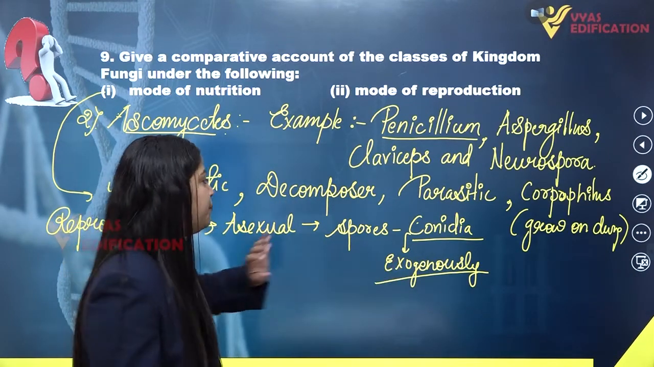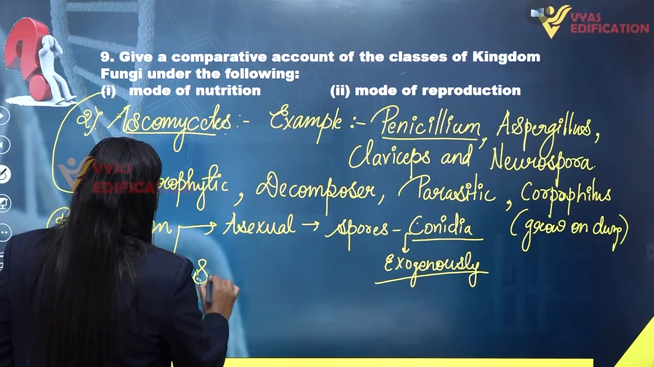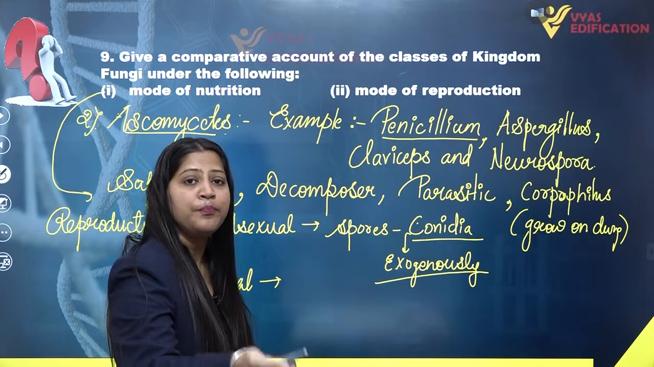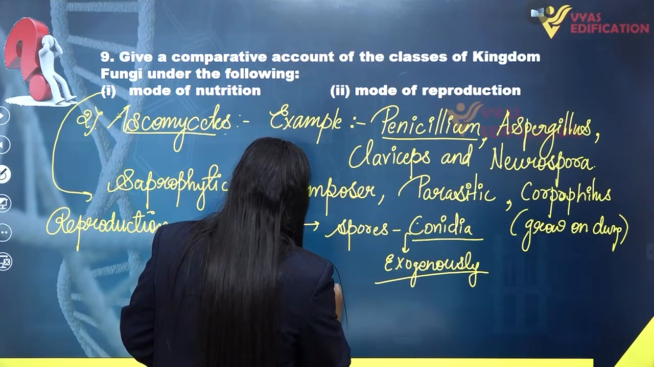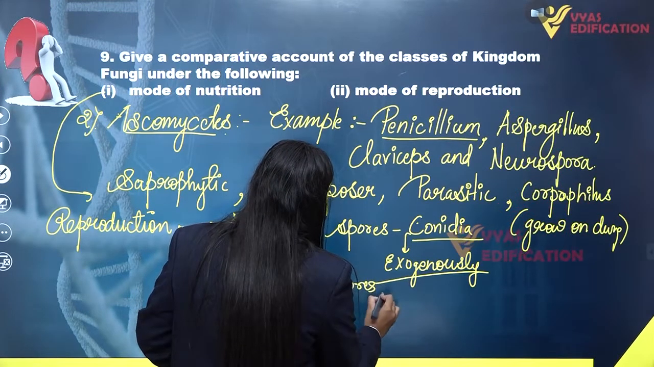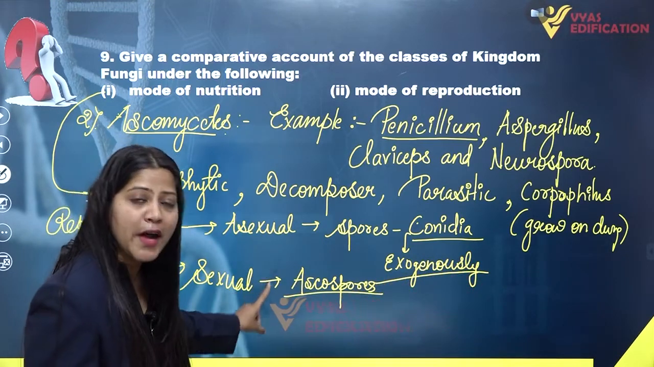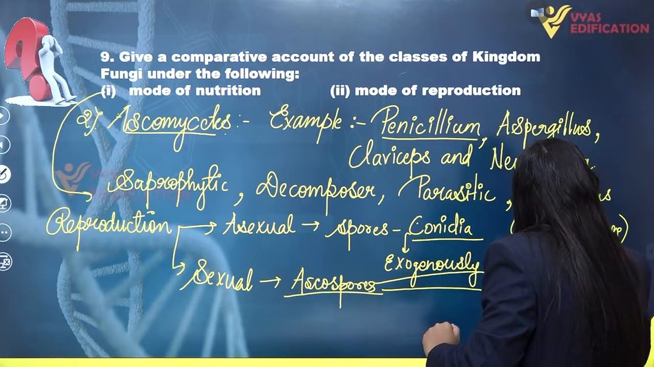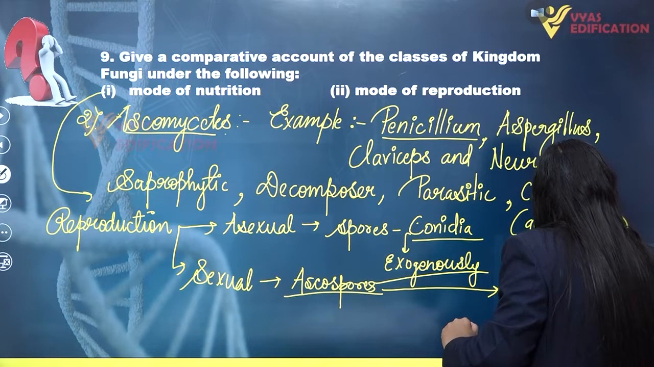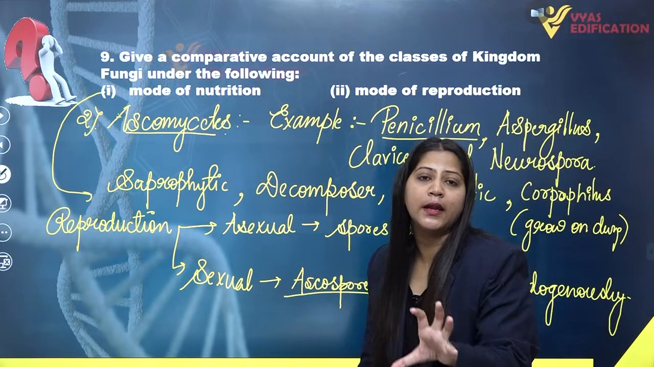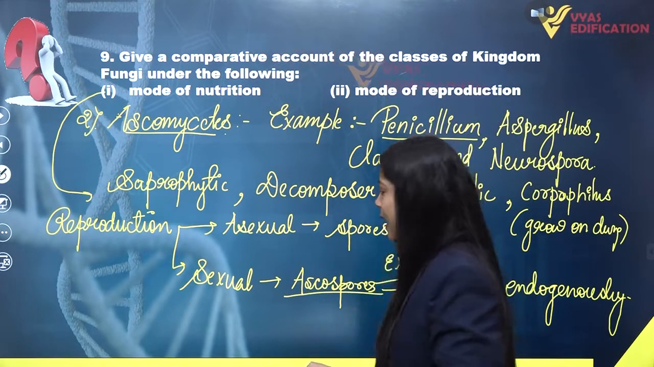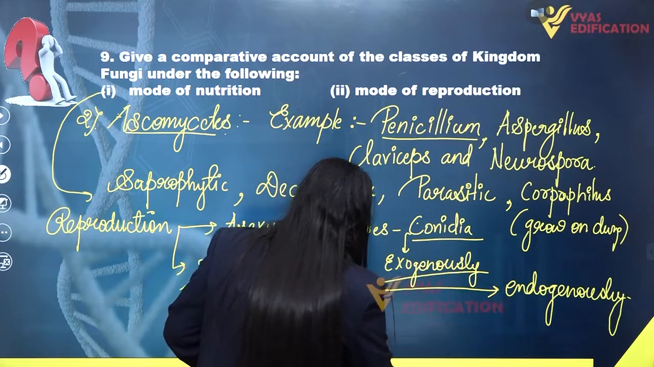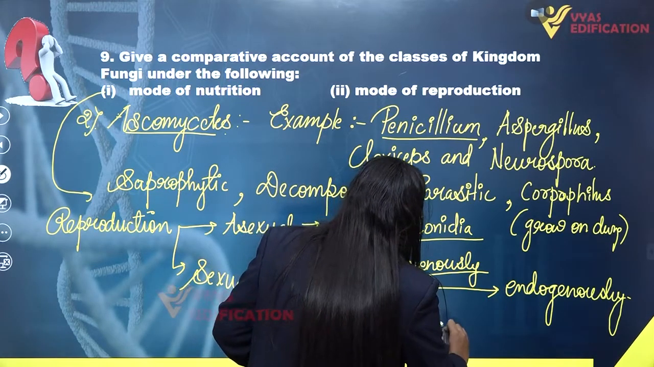That means exogenously. Alright, if we talk about the sexual means of reproduction, they also reproduce sexually by producing sexual spores, that is ascospores. Ascospores are the sexual spores produced inside the body of Ascomycetes members. That means ascospores are produced endogenously because they are produced inside the body, inside a special sac-like structure known as asci. So these ascospores are produced inside asci and are arranged in ascocarps.